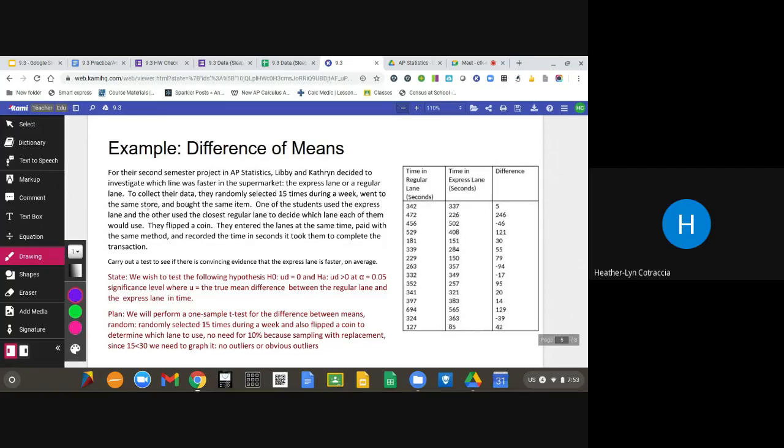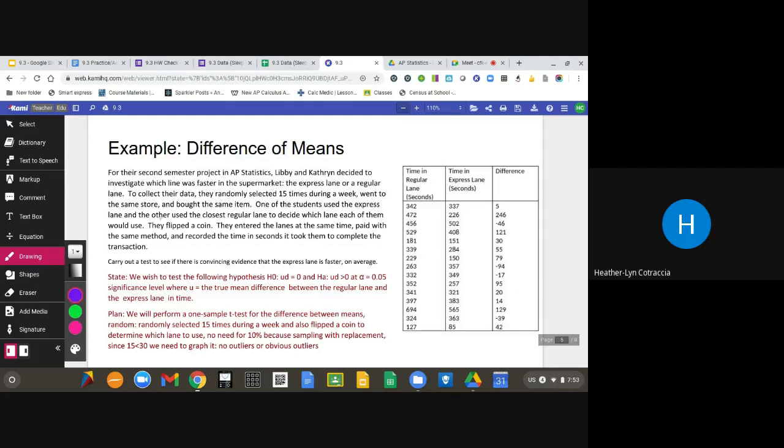They went to the same store and they bought the same item. So that right there is for replication, so that there couldn't be a confounding variable. So let's say one time they bought an item that ID had to be checked for. That might slow things down. Or maybe a bulkier box. So they bought the same item. They went to the same store for replication purposes.